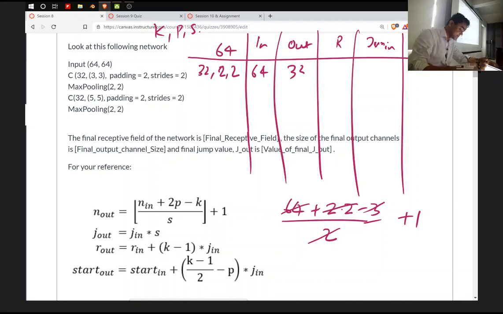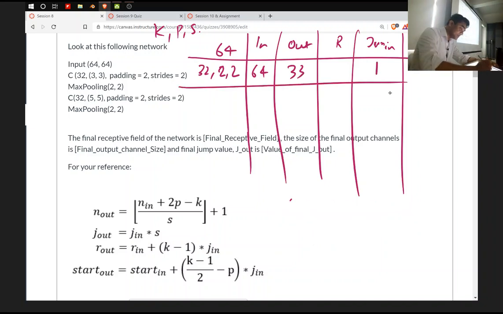Okay, receptive field, jump in is what? 1. What is the first thing we are going to do now? Convert the jump into 2. So receptive field right now is going to be 1 plus kernel size minus 1 into jump. This becomes 3.